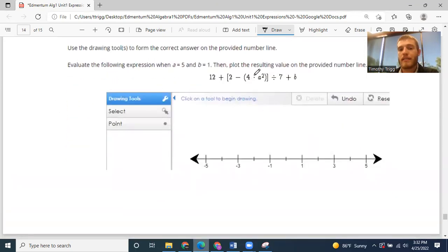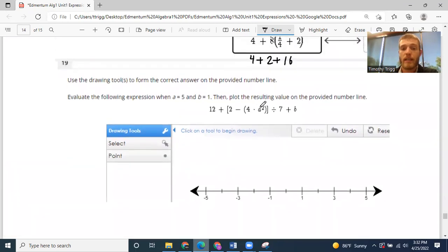For this one, we have a parentheses within a bracket. So treat the bracket like a parentheses in itself, but you want to do the innermost parentheses first. So we're going to do this 4 times a squared first. So on the side here, I'm going to isolate this bracket so I can work on it separately here. And the a, we're going to replace that with 5. So a becomes 5.